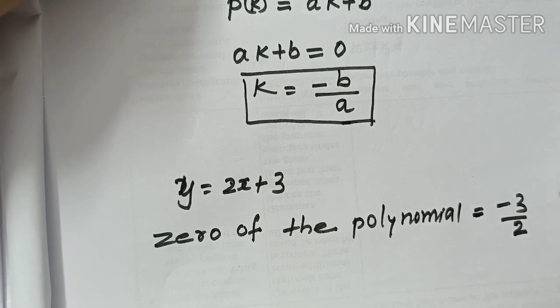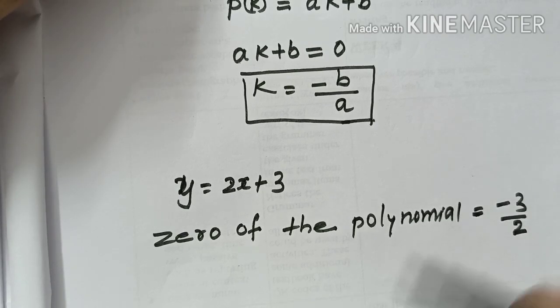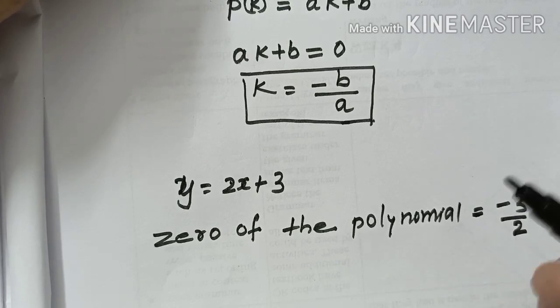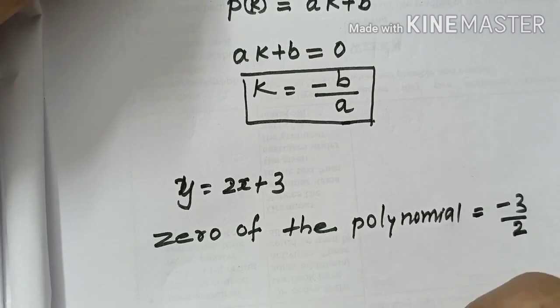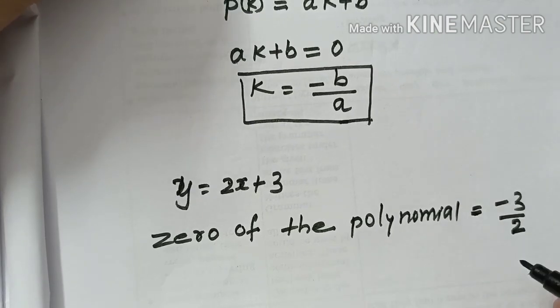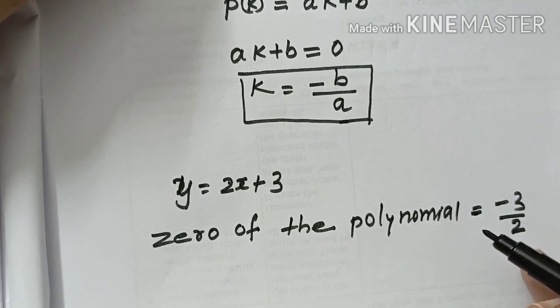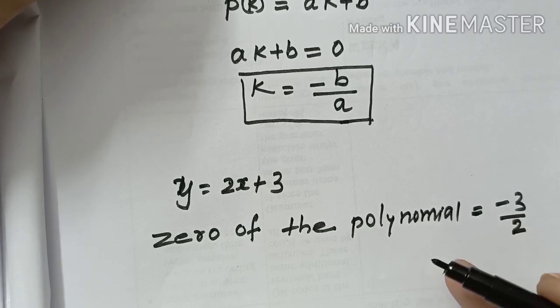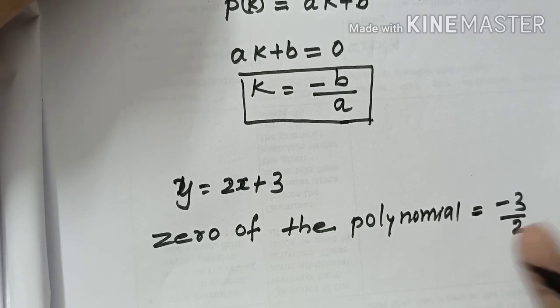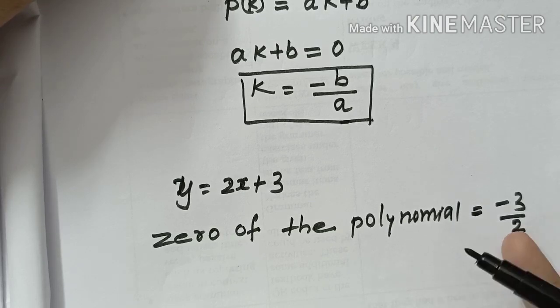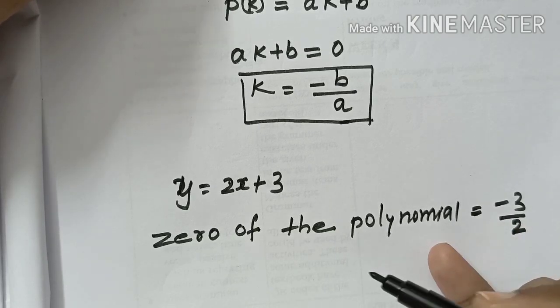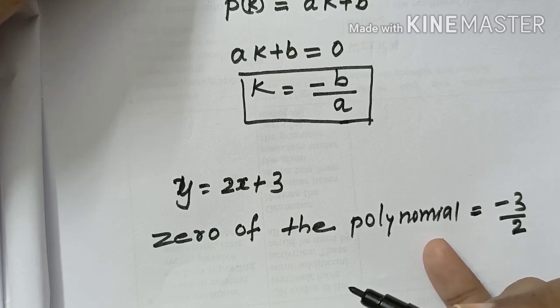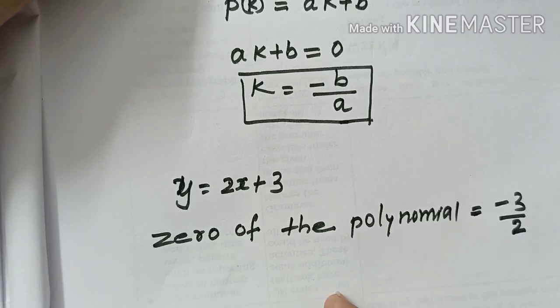So in this way we can find out the 0 of a linear polynomial without actually applying all values like 1, 2, 3, etc. Now we can easily find it by using the formula. So to find the 0 of the polynomial, we can apply the formula k is equal to minus b by a. Okay, how can we find out the 0 of the polynomial by using a graph? Let us see now.